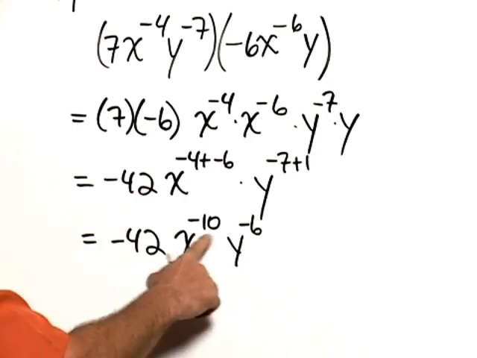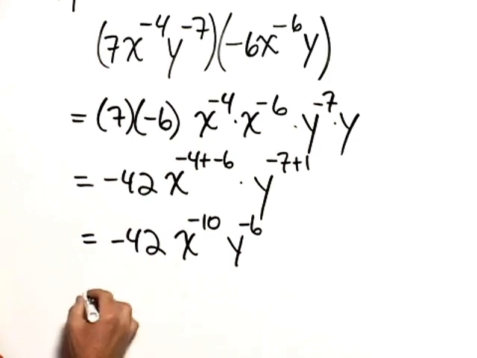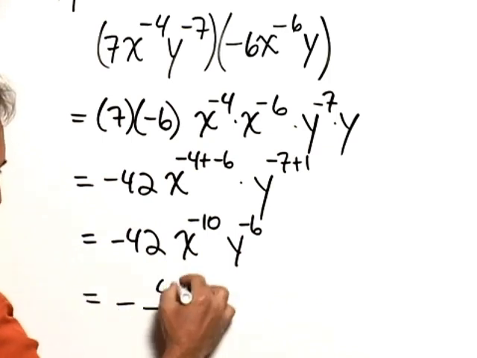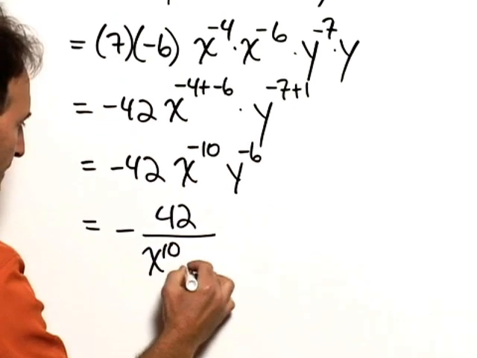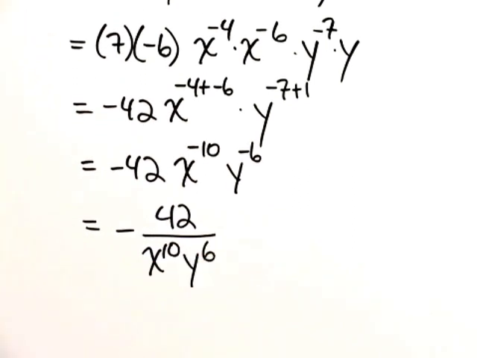We cannot leave negative exponents in our answer, so we would have negative and then the quotient of 42 over x to the 10 y to the 6.